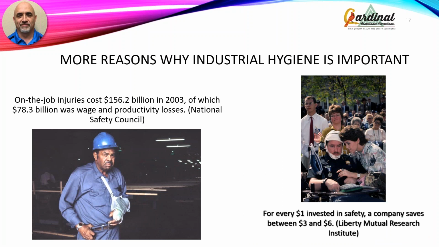On-the-job injuries cost about $156 billion in 2003. That number's gone up. $78 billion of that was wages. Liberty Mutual did a research study that said for nearly every dollar invested in safety, a company saves between $3 and $6. Okay, and what that is, I spend a little bit now on my air monitoring, on my evaluation, my anticipation, my recognition, and my control. What I do is I save quality of life for my workers. I save morbidity of my workers. They're happier, they're healthier, which means they don't go looking for other jobs. So I don't lose the investment in my workers. So this is kind of why industrial hygiene is so important.